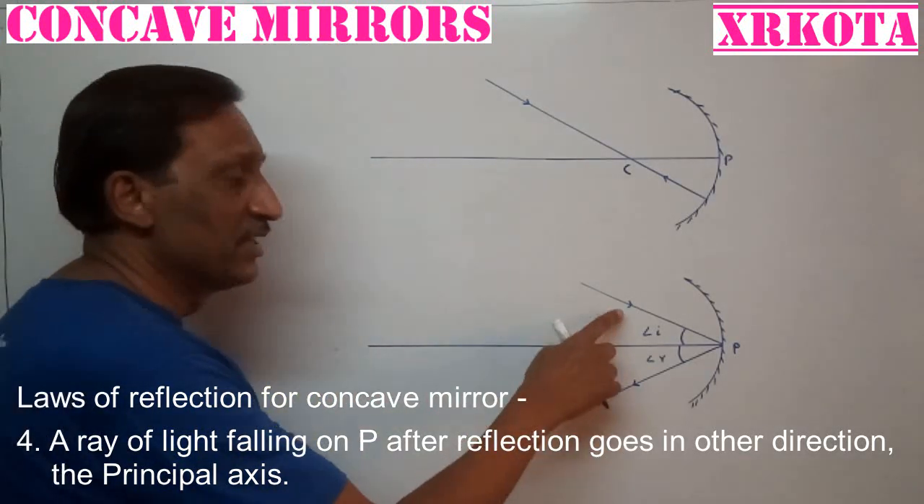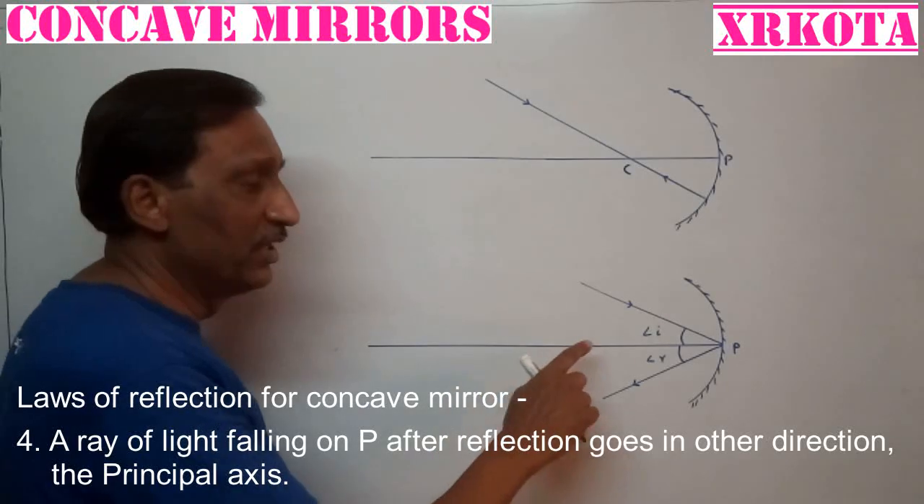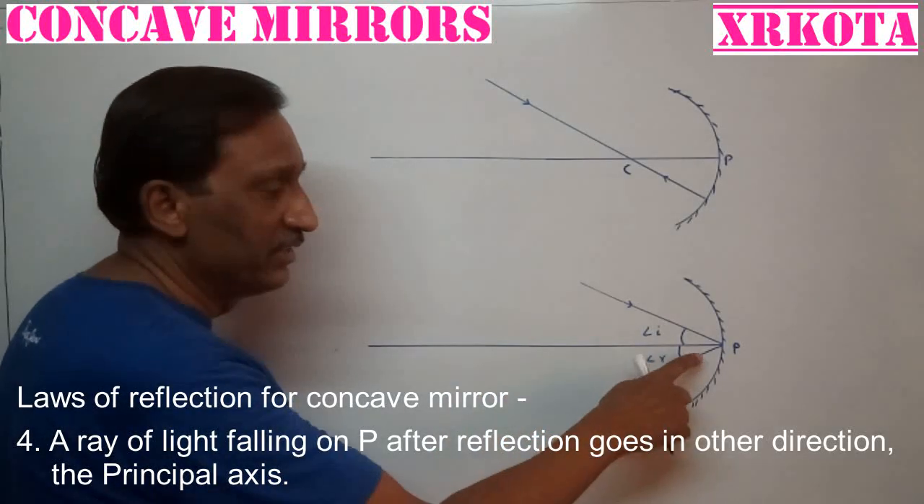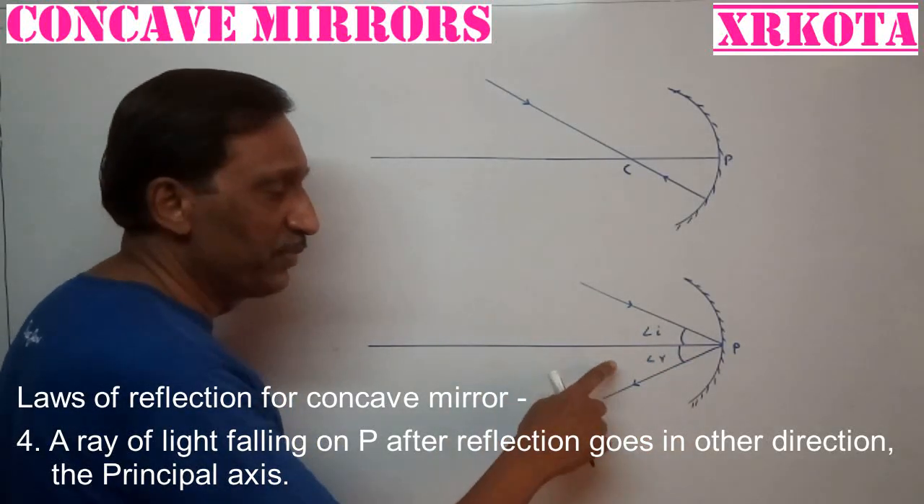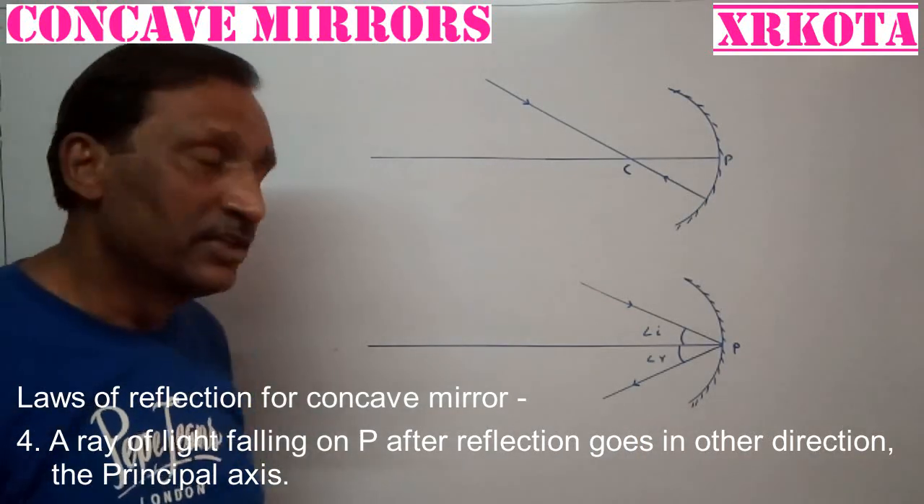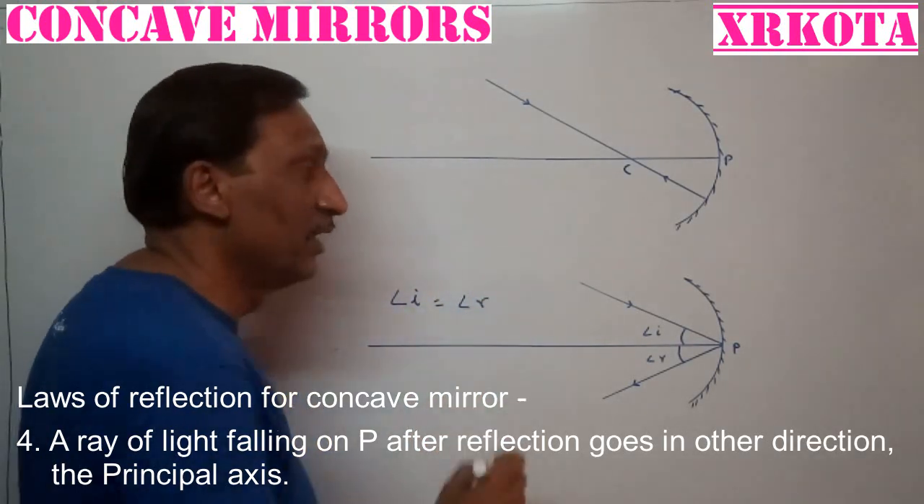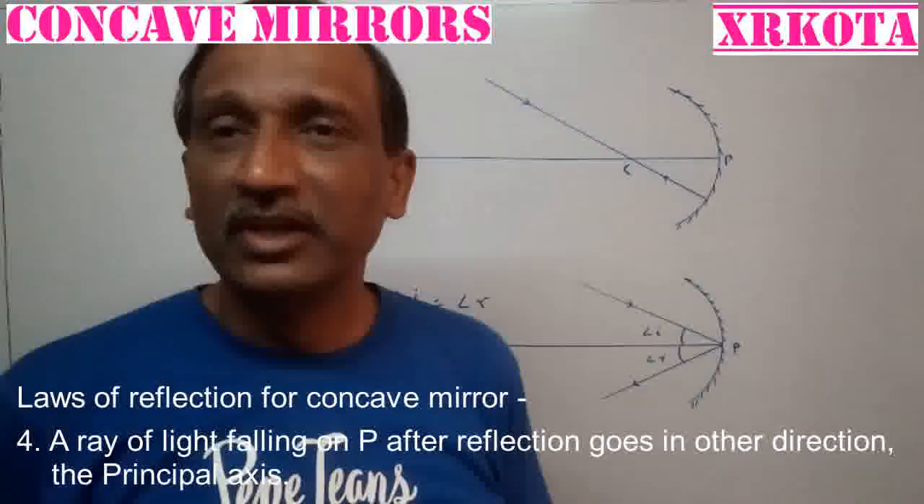The angle between the principal axis and the incident ray is called the incident angle, and the angle between the principal axis and the reflected ray is called the reflected angle. So angle I will be equal to angle R. So these four laws are there.